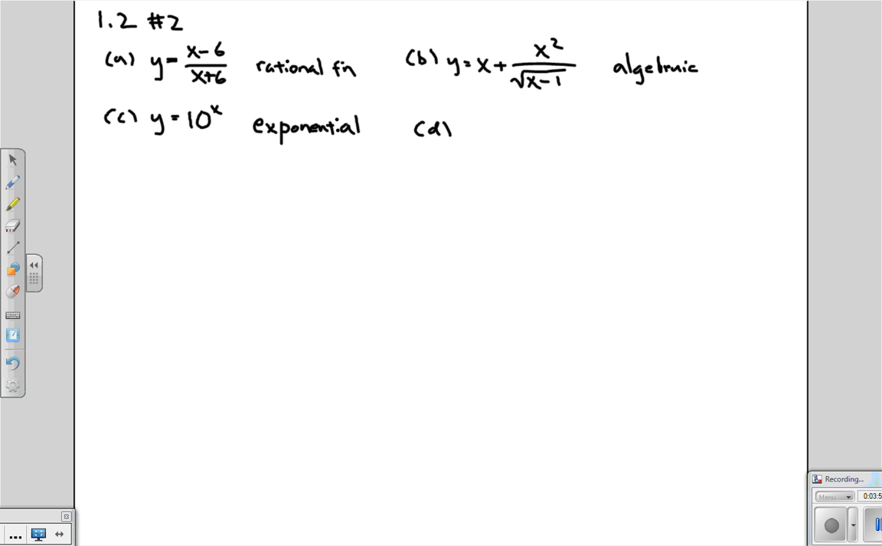Part D. Here, the function is y equals x to the 10th. And there you go. Now, what's the difference? Well, x is not in the exponent anymore. It's on the bottom. The exponent instead is 10, which is a constant. So using the same argument we put forth before, this now is going to be a power function.